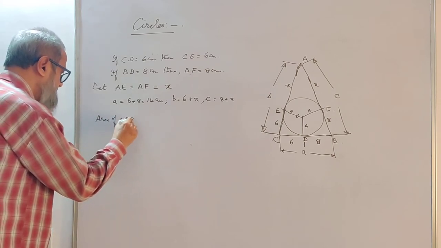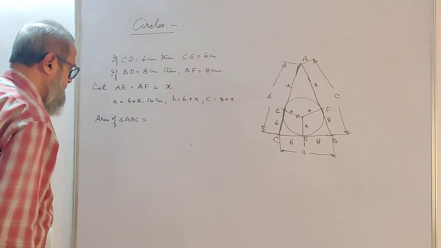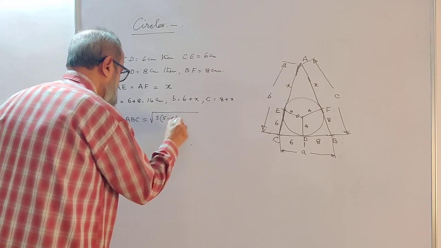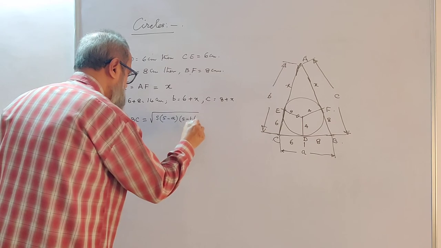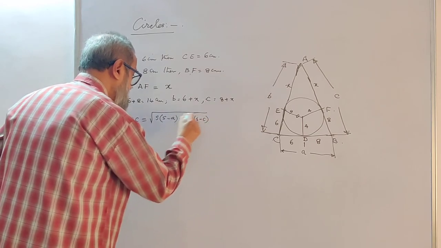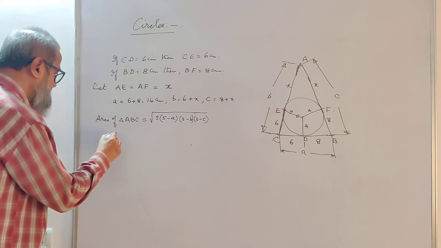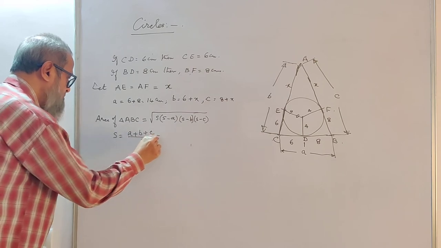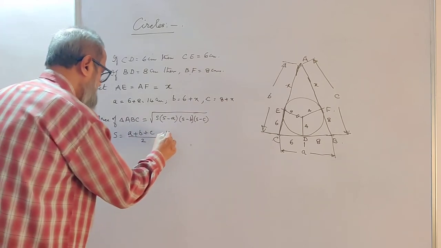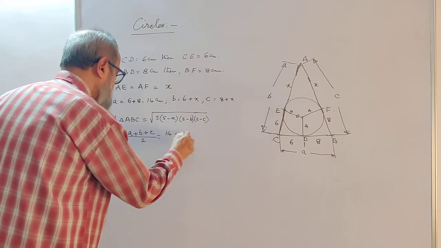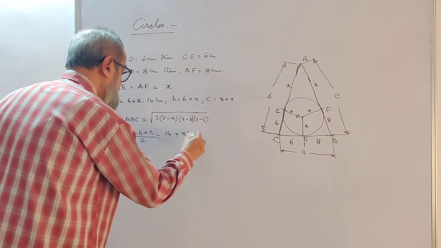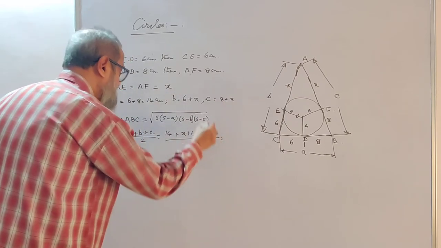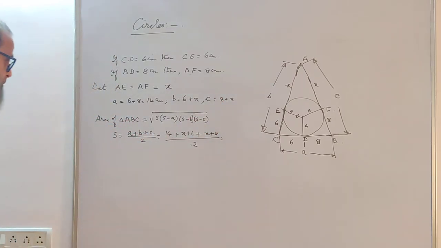The area of triangle ABC, assuming that it is a scalene triangle, is equal to the square root of S into S minus A into S minus B into S minus C, where S is A plus B plus C divided by 2. So A is 14, B is x plus 6, and C is x plus 8, divided by 2. Whether I write x plus 8 or 8 plus x, it makes no difference.